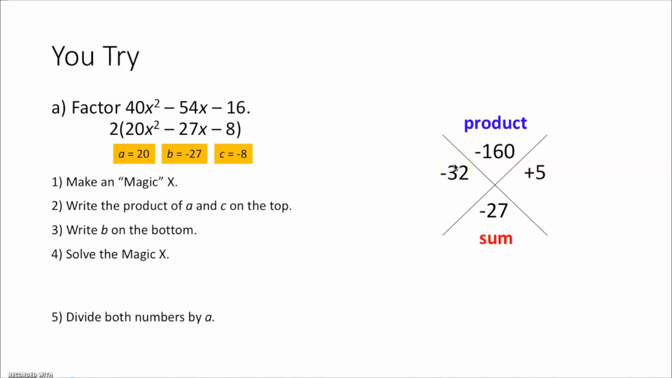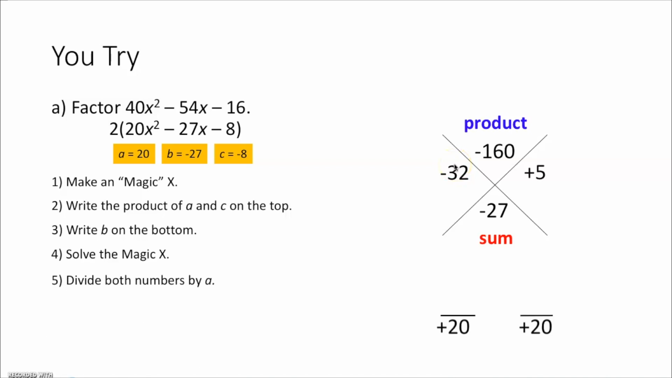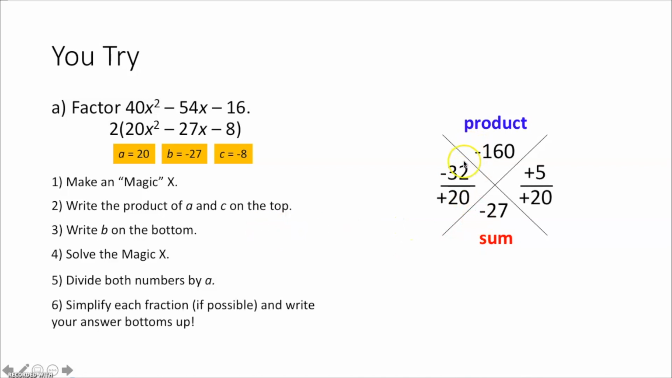After you do that, you then divide each of your numbers by your a value, which in this case is 20. And then you simplify each of these fractions. So how do you simplify this over here? Just divide each of those by 4. You end up getting negative 8 over 5. And then here, divide each of these by 5, and you end up getting 1 over 4.